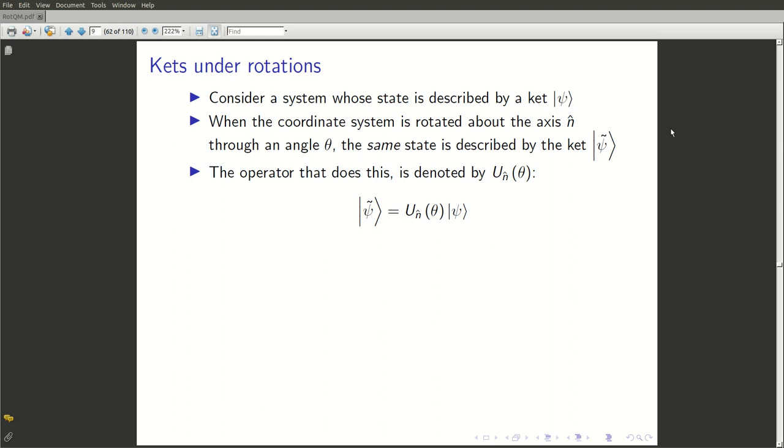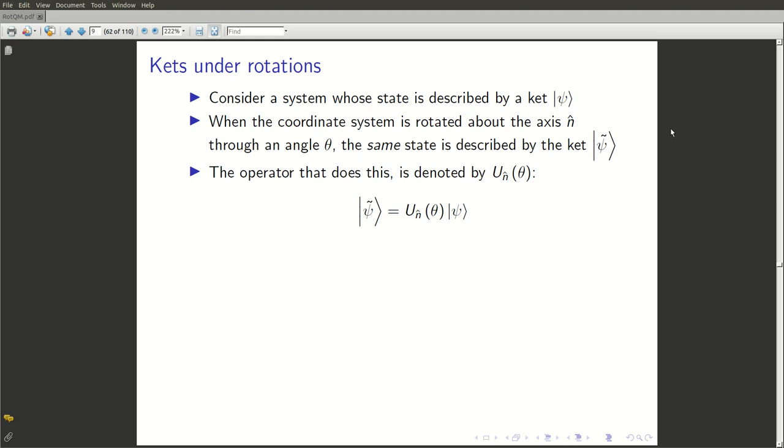Notice that this is exactly the same notation that we have been using all along. We have been calling the rotation operator, the operator which describes the action of rotation on wave functions, by U(z, theta), but that was because we were specifically talking about rotations about the z axis. Here we are talking about rotations about an arbitrary n hat axis. So psi tilde, the new ket, has to be the old ket psi acted upon by this operator U(n hat, theta).